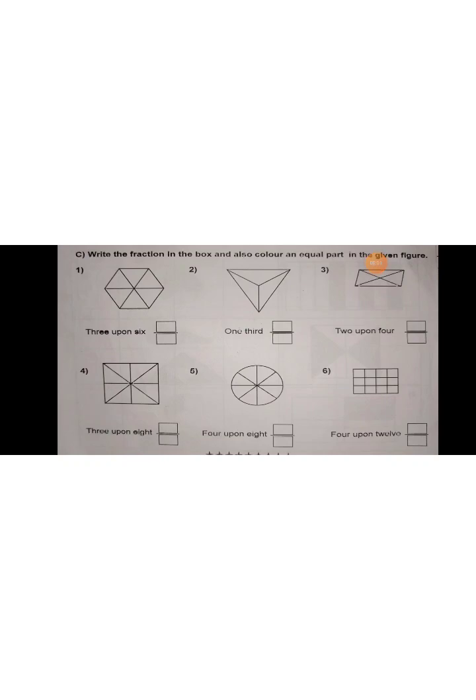Let us see some more fractions. Now here, the reading of the fraction is already given. It is written in words. You have to write the fraction in figures and then color the parts in the given figure. So first one is 3 upon 6. You have to color 3 equal parts out of 6. So your fraction becomes 3 upon 6.